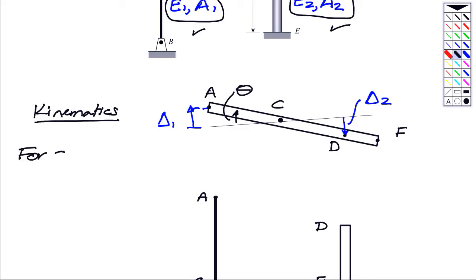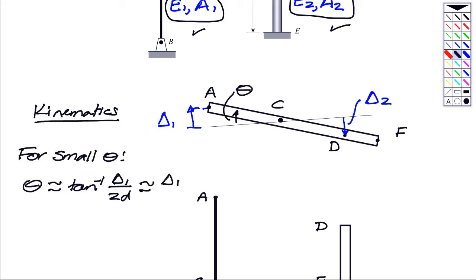So for trig, for small angles of rotation, two things we can say. The rotation angle is approximately equal to the inverse tan of delta 1 over 2D. And for small angles, this is approximately equal to the angle itself. So that's delta 1 divided by 2D. Also, if we look over at the right-hand side, the same angle is related back to the movement there of D, which is delta 2, divided by the distance between O and D. That's 3D. Again, for small angles, delta 2 divided by 3D.